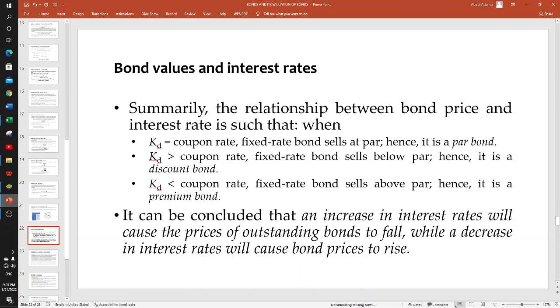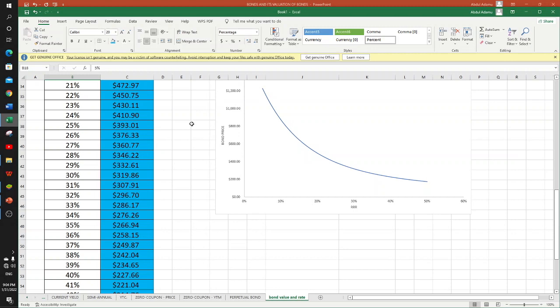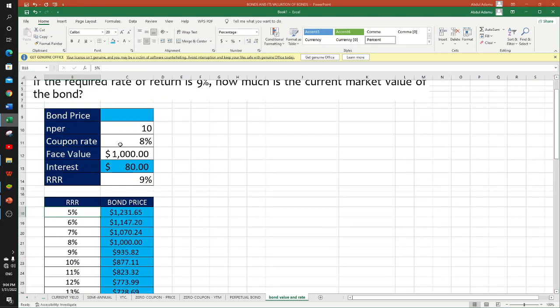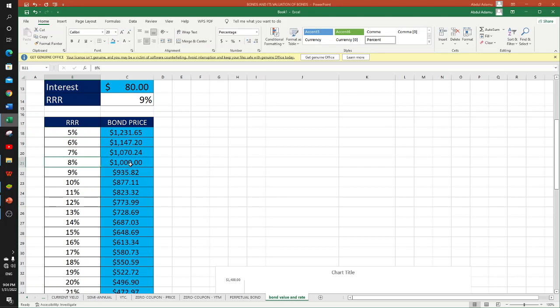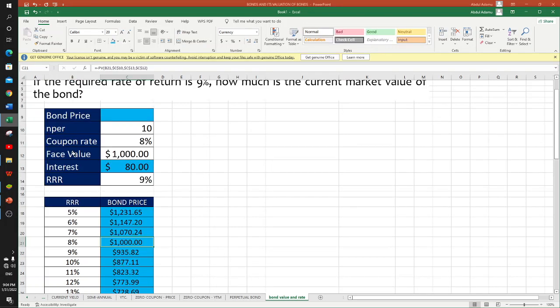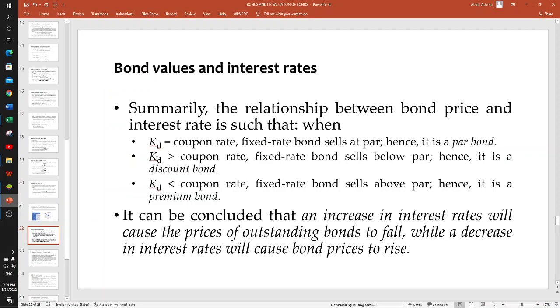So now summarily the relationship is such that if the required rate of return is equal to the coupon rate, it will sell at par. Let's go back to our listing. What is our coupon rate here? Our coupon rate is 8%. At 8%, we can see the bond is 1,000, which is our par value or the face value. That is correct.